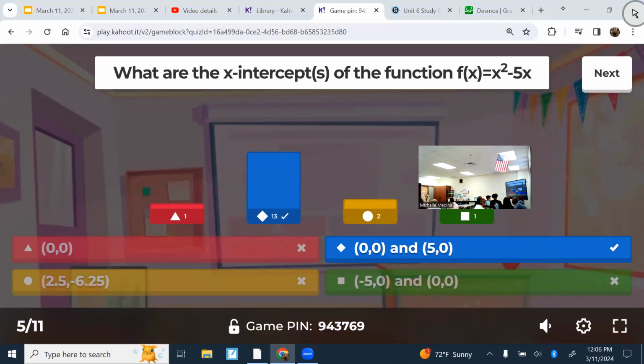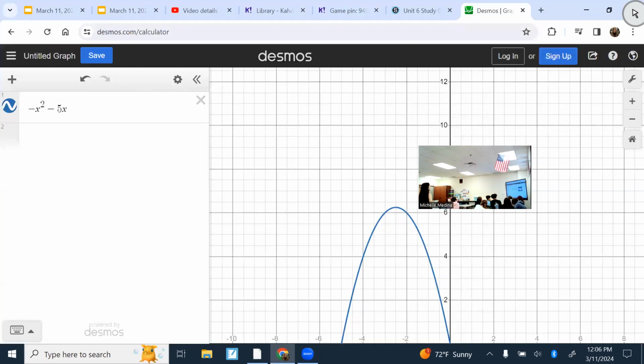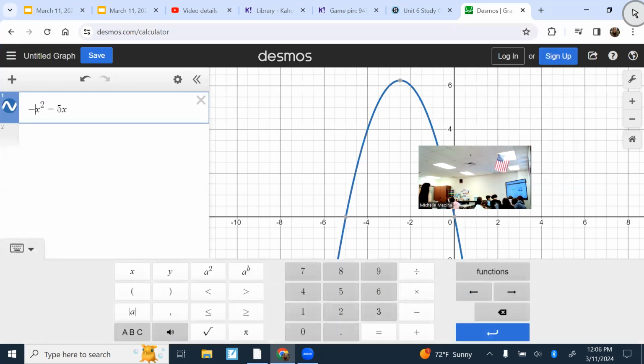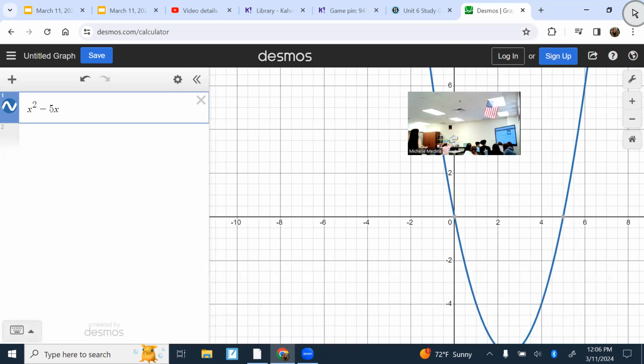Good. It can never have more than 2 x-intercepts. It could possibly have just 1 x-intercept if the vertex is on the x-axis. It can even have no x-intercepts. So you just have to be able to graph it, look at where it touches the x-axis. Of course, this one's a different equation, but I think you get the point. X-intercepts or zeros are where it touches your x-axis.